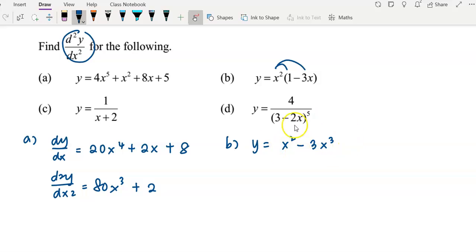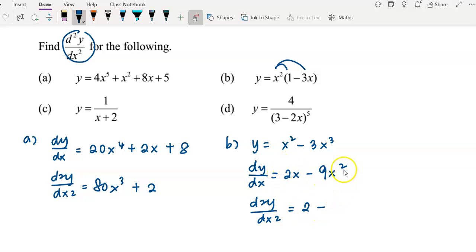So now you go back to the polynomial, back to the expanded form. Then you can differentiate easily. Differentiate x squared, you get 2x minus 9x squared. All right. And then the question is asking for the second derivative. So you differentiate again. Differentiate 2x, you get 2. Differentiate the negative 9x squared, you get negative 18x. All right. So this is your d2y dx2.